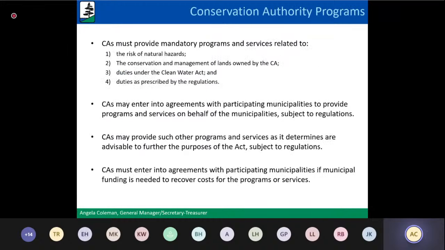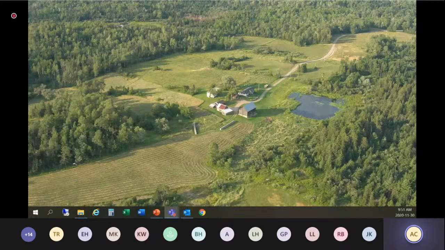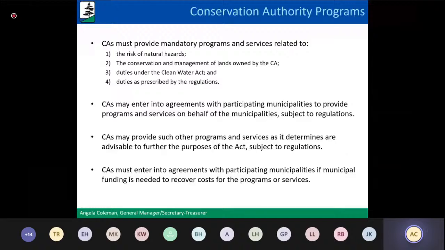Our programs and services. Now, you'll remember this from a number of different amended edits that have been proposed, that the provincial government has asked that conservation authorities focus on what they consider to be 4 key areas. One being the risk of natural hazards, the other one being, oh, there's an interesting slide.